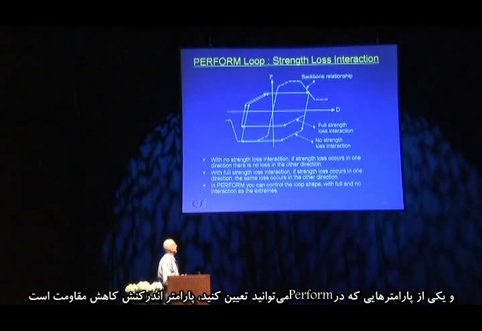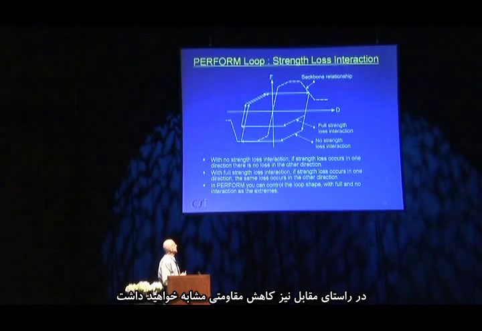One of the parameters you can specify in Perform is a strength loss interaction parameter. I think if you specify 0, it assumes this. If you specify 1, you get the same amount of strength loss in the opposite direction as you got in this direction, and somewhere in between is proportional. So if you have some idea of what the effect of strength loss is on the hysteresis loop, you can take this into account also.